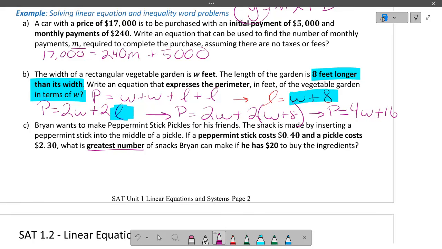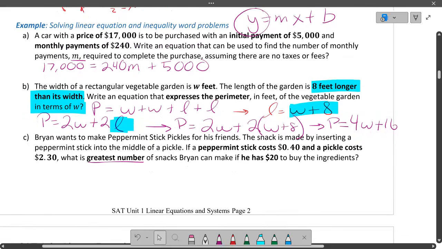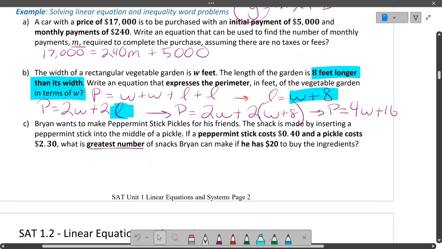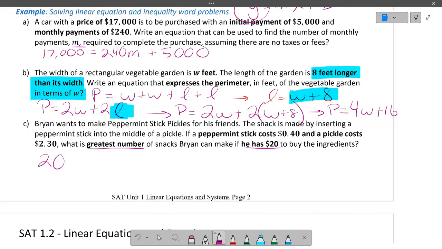Okay. The greatest number of snacks. So we're looking at an inequality statement, and we need to then find the answer that satisfies this. Other than that, there's a couple different ways we can set this up. It still follows the same structure as our linear equation, but instead of the equal sign, we have the inequality. So we can start with a total. What's our total? 20. He has $20 to buy the ingredients. So we've got $20, and this is his total.